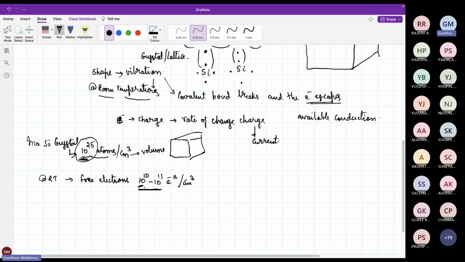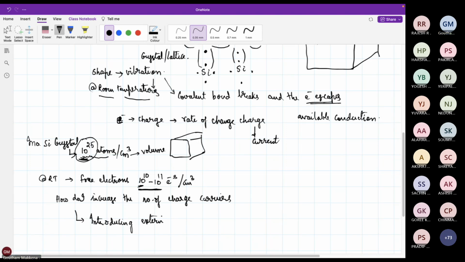So in order to improve the number of electrons, what do we do? Now the question is, how do I increase the number of charge carriers? By using external source. Yeah. So this process of introducing external sources to improve charge carriers, what is it called? Doping. Yeah. So this is called doping.